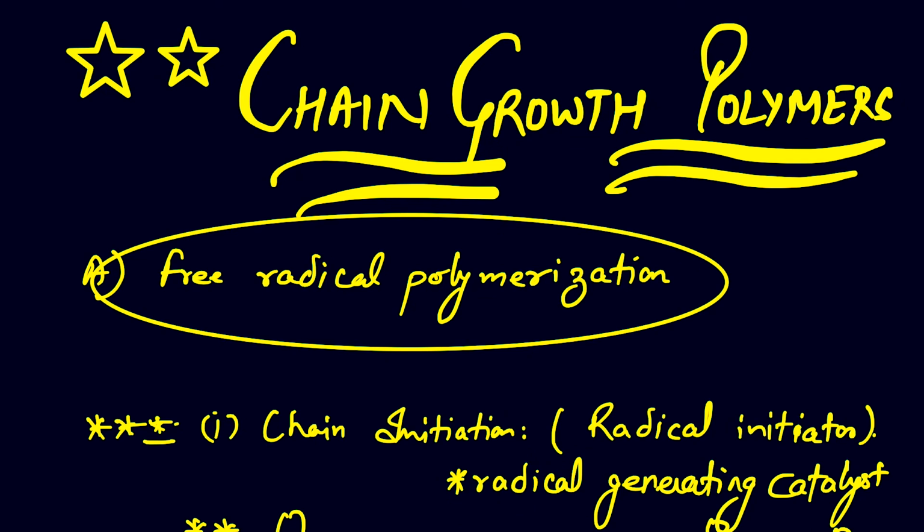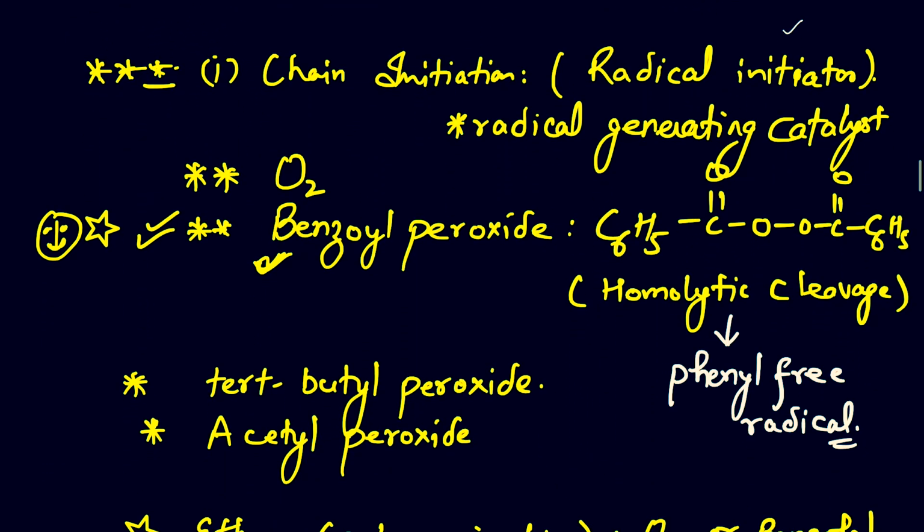First one is the free radical polymerization. Now free radical polymerization of alkenes or conjugated dienes basically requires some initiator, which we say as a radical initiation. This process includes three steps. The first step is the chain initiation, where a radical generating catalyst or radical initiator should be there. Most important one is the benzoyl peroxide. Benzoyl peroxide basically creates a radical by homolytic cleavage. There is homolytic cleavage that ultimately forms phenyl free radical.